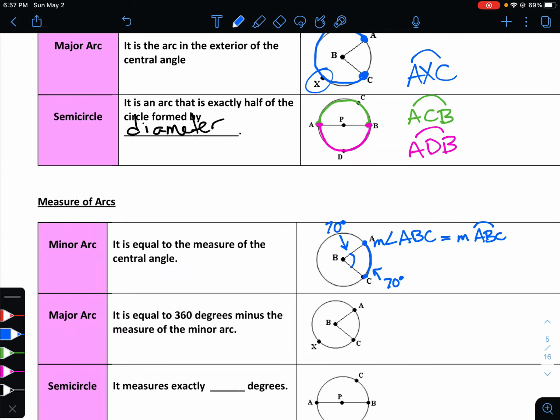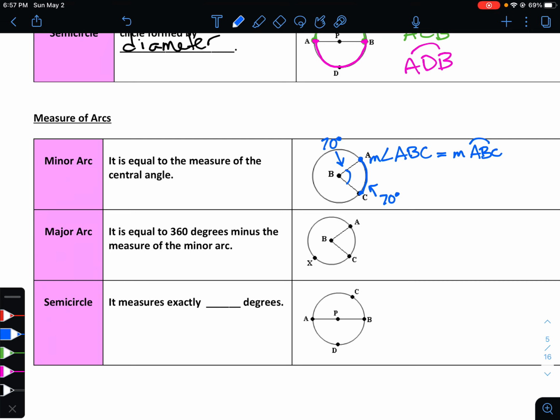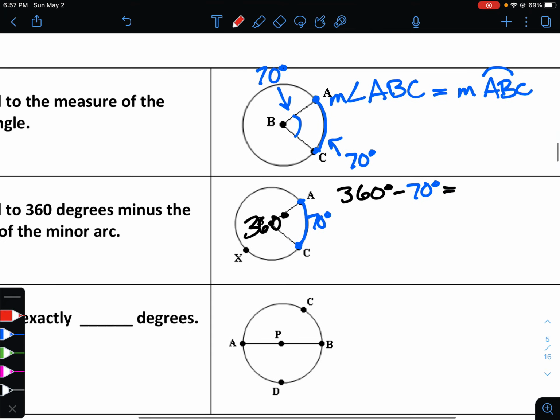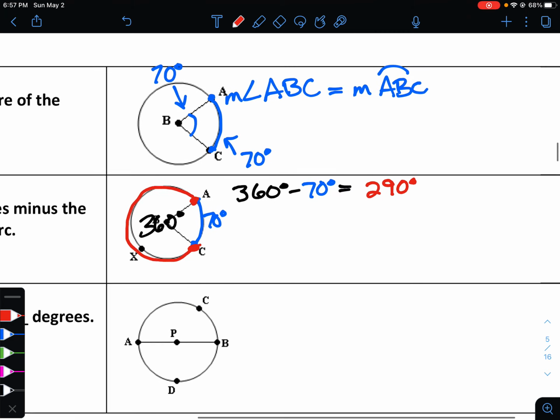But when we talk about a major arc, that's going to be slightly different. It's going to be equal to 360 degrees minus the measure of that minor arc. So if this is 70 degrees, and the entire circle has to be 360 degrees, then if you take 360 degrees minus that 70 degree arc that we've got, that tells us that what's left over is going to be the major arc, which, 360 minus 70, is 290 degrees. That would be the measure of this arc right here from A to X to C.